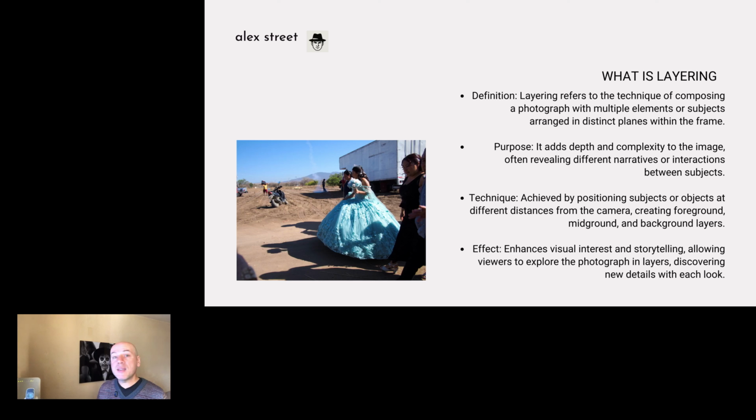in our photography. The technique is achieved by positioning subjects or objects at different distances from the camera, creating foreground, midground and background layers. That means we are talking about layering when we are talking about different distances from us and from the camera. So the photograph has several dimensions inside the frame, giving also a sense of depth. The effect is that it enhances visual interest and storytelling, and allows the viewers to explore the photograph in layers, discovering new details with each look.